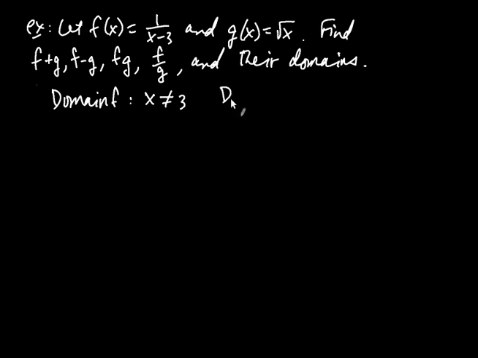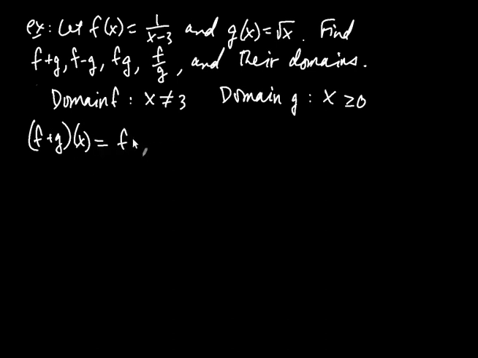For g, the domain of g, what's true? Well, you can plug in any number greater than or equal to 0. x is greater than or equal to 0. So these are the two individual domains. And then we can create these new functions and look at their domains. So to create the sum of those two functions, like we talked about, all you do is you simply add them together. So it's going to be f of x plus g of x. And so what's f of x? Well, it's 1 over x minus 3.